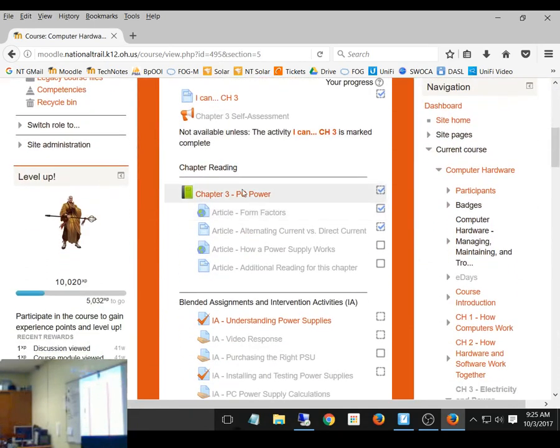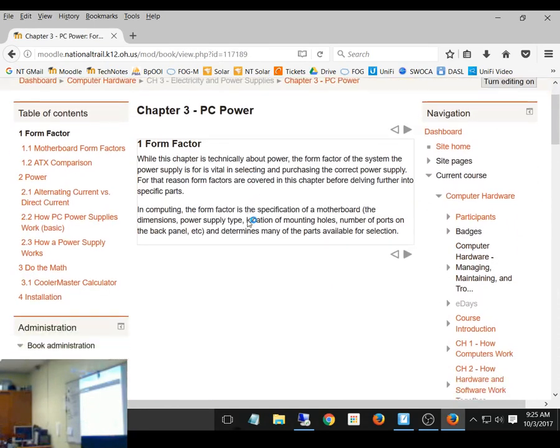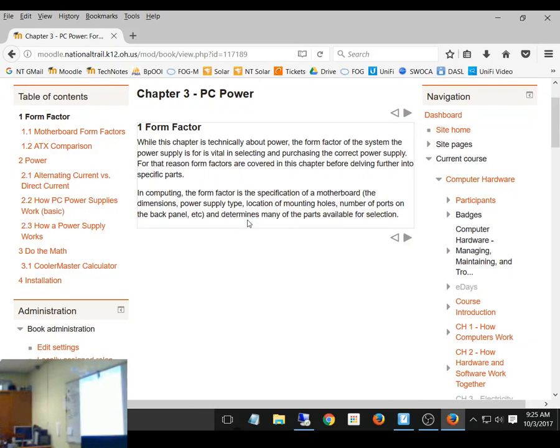If I go down to the book down here on PC Power, at this point we should have already read, at least once, the form factor section, okay? I want to take a break right now and have you read through the power section. We've already talked about alternating current versus direct current, so hopefully for at least 3 of you that's a review. And I want you to read the one on how PC power supplies work. And then I don't want you to look at the math part. We're going to talk about how to do the math after you've read those, okay?